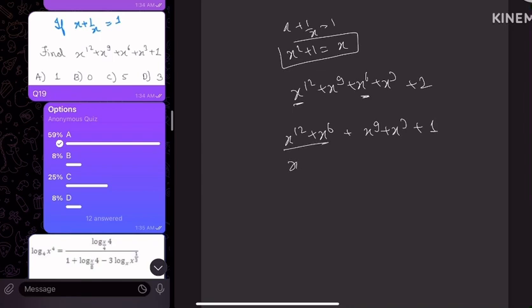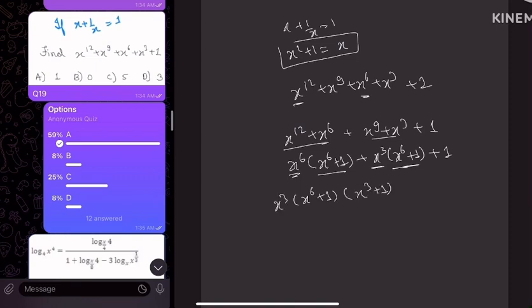Okay. Here we can take out x to the power 6 common, so we will be left with x to the power 6 plus 1. Here we can take out again x to the power 3 common, we will be left with x to the power 6 plus 1. Okay, and plus 1. Take x to the power 6 plus 1 again common. Now here we have x to the power 6 plus x to the power 3, so directly write x cube common, and we are left with x cube plus 1. Okay, x cube plus 1, and this is plus 1, this separate.